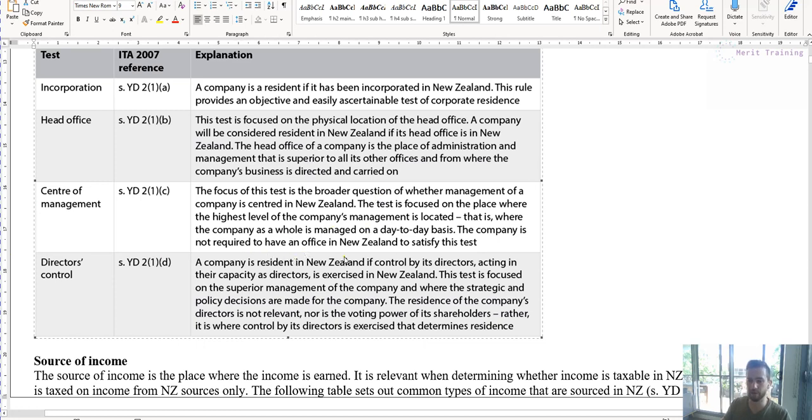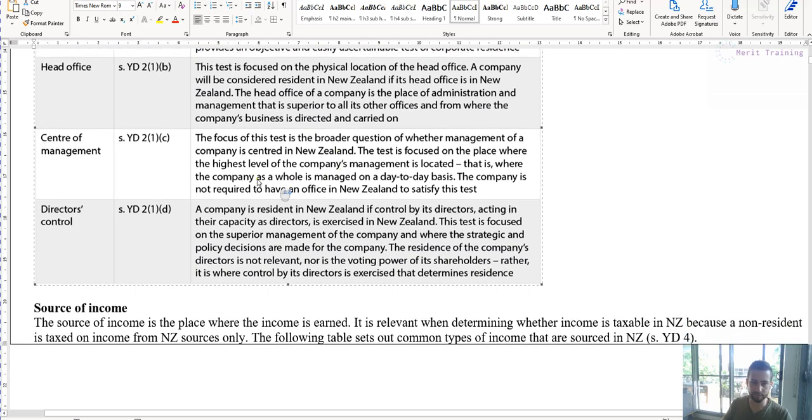And you might be able to prove that by saying, you've got local employees, you've got a local CEO, you've got a local exec team and management team, you've got a certain number of staff in the country, therefore the management is deemed to be at the local level. So it's a bit of a grey area. Next one is directors' control. So a company is a resident of New Zealand if its control by directors, acting in the capacity as directors, is exercised in New Zealand.